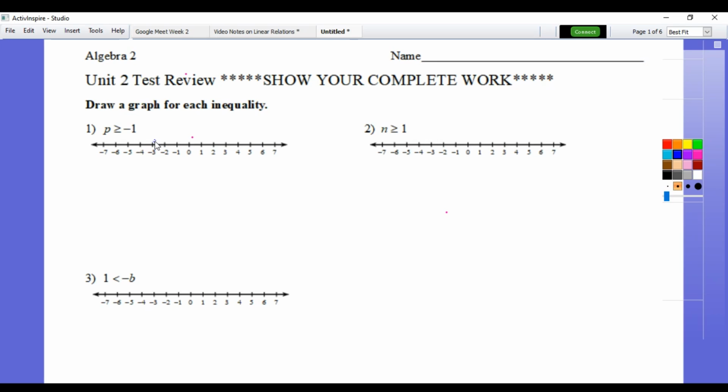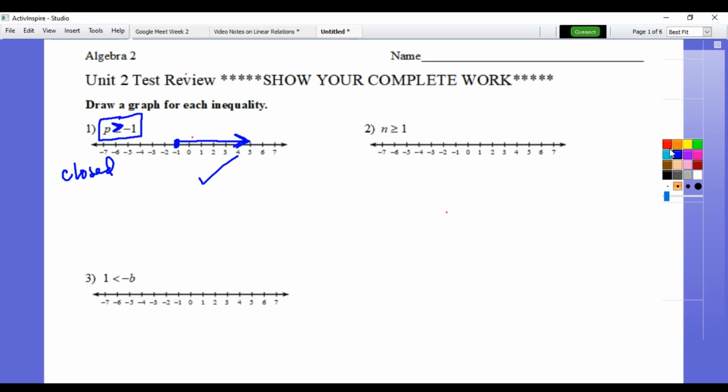Number one, p is greater than or equal to -1. We know this one is greater than or equal to, which means it's closed. So I'm going to go to -1 and make a closed circle here. Since the variable is on the left side, I follow the hint that wherever the inequality is pointing, I have the same as my arrowhead. So it's pointing to the right.